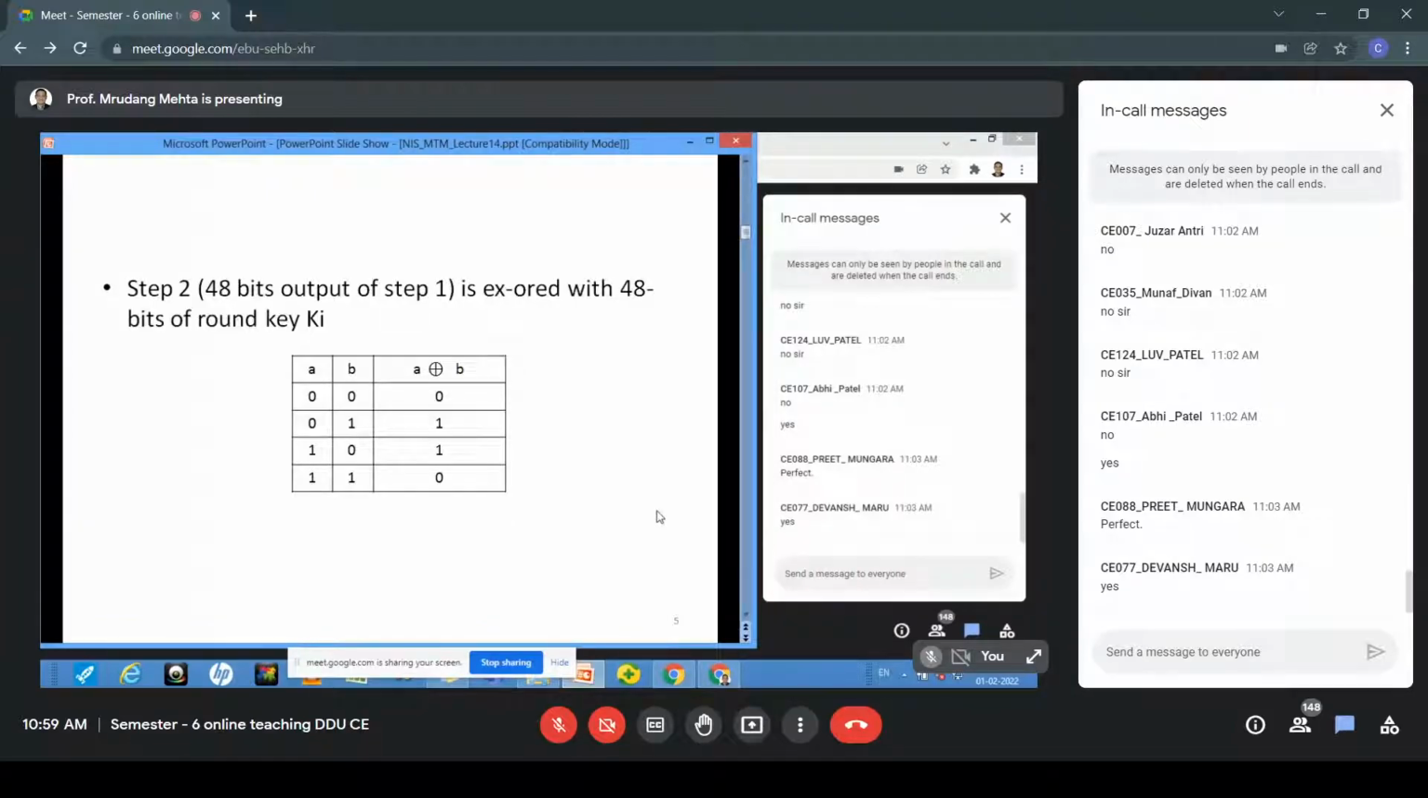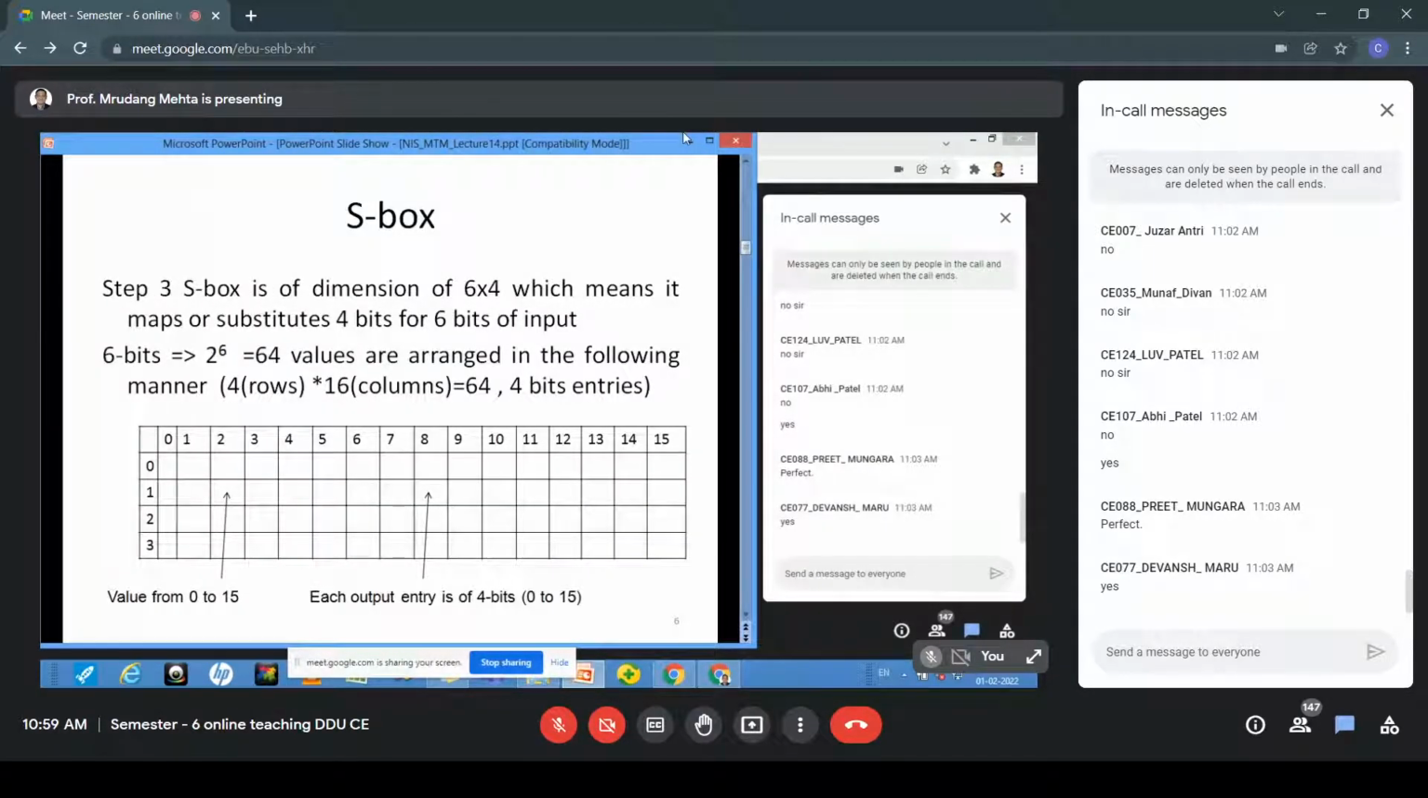Okay, so the second step is XOR, and that XOR step is straightforward. That is A XOR B. I think you have already studied this in your DDC course. So 0 XOR 0 is 0. 0 XOR 1 is 1. 1 XOR 0 is 1. And 1 XOR 1 is 0. Okay. So this is the second step which is followed.